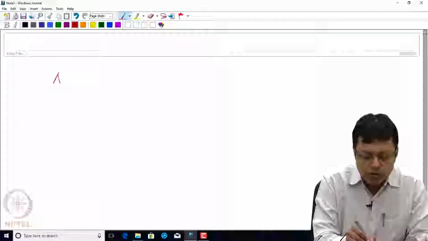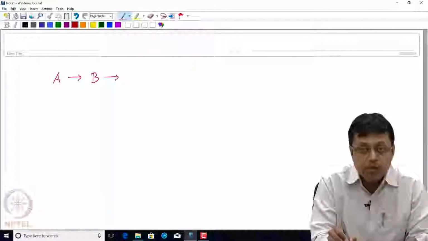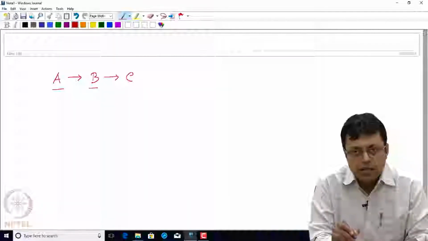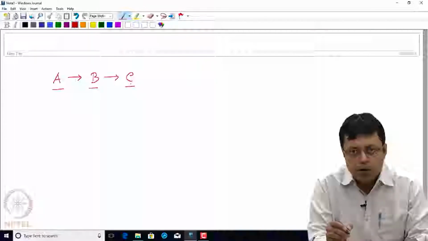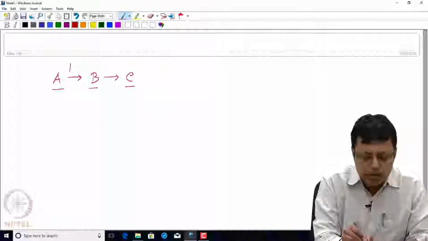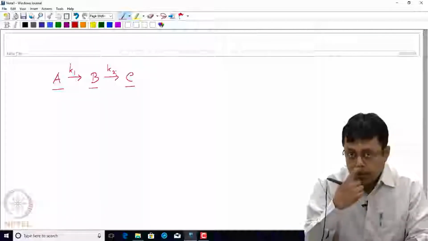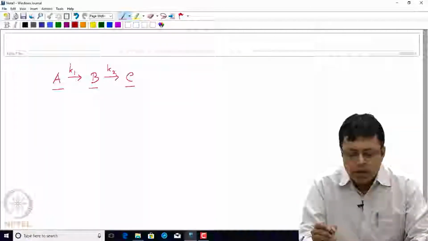We will now discuss consecutive reactions. As the name suggests, consecutive reactions means a reaction takes place in a consecutive fashion. So A gives rise to B, which is known as an intermediate, and then the intermediate B gives rise to the product C. And let us define some rate constants K1 and K2. In this case, this is a consecutive irreversible reaction.